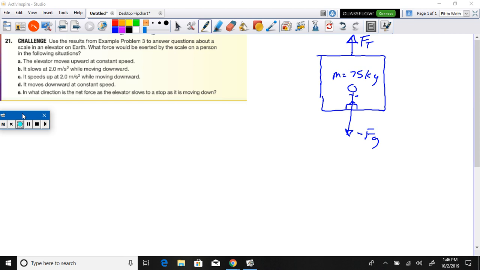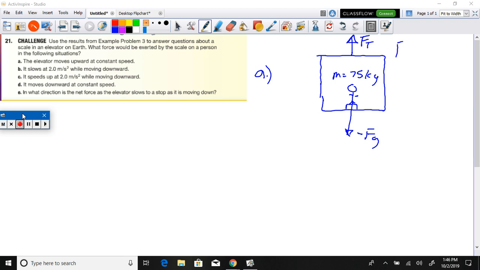Now, part A says the elevator moves upward at constant speed. What did we just say about constant speed when we did these spring scale things? What kind of net force is there at constant speed? Zero net force. Well, what is the net force composed of? All of the forces that you see. All that equals net force.